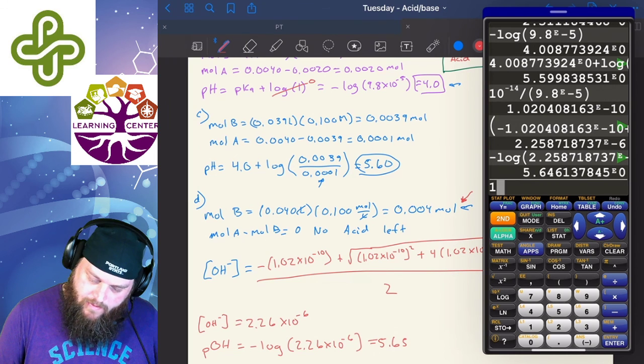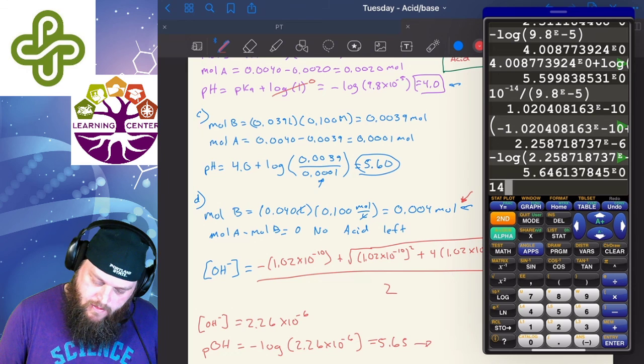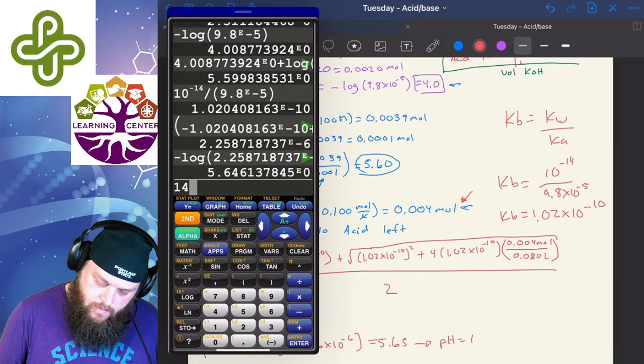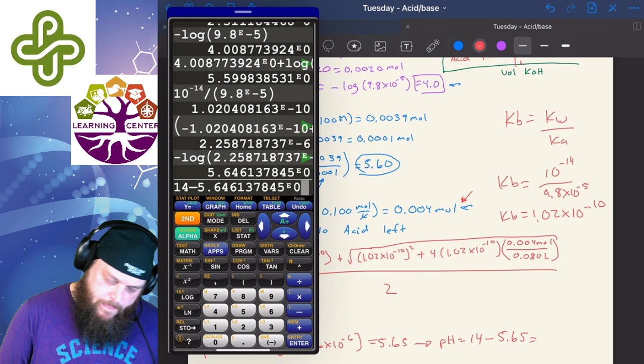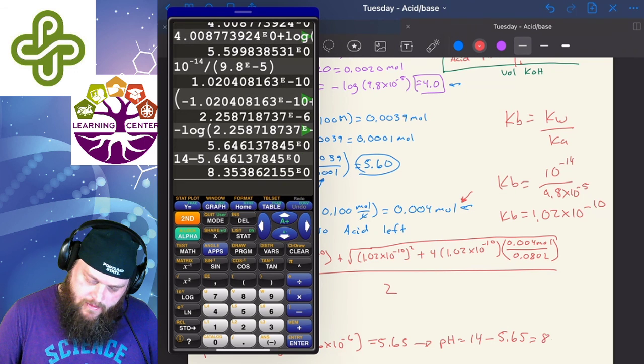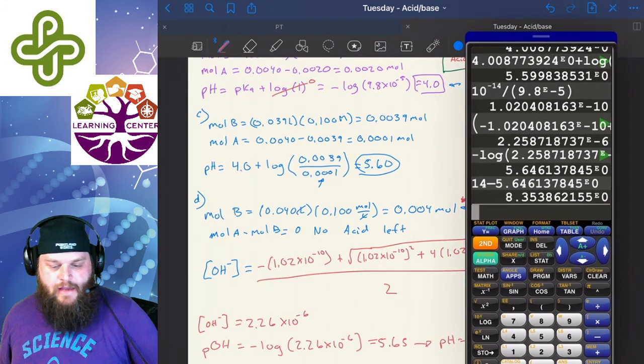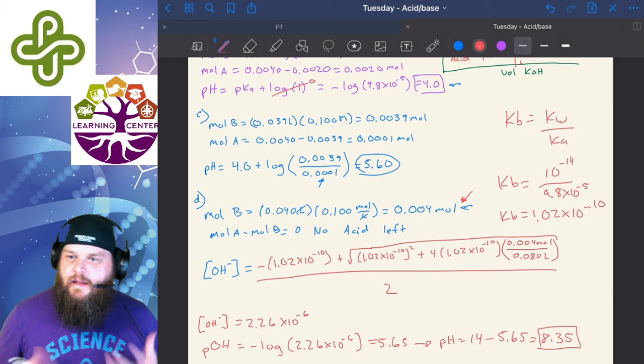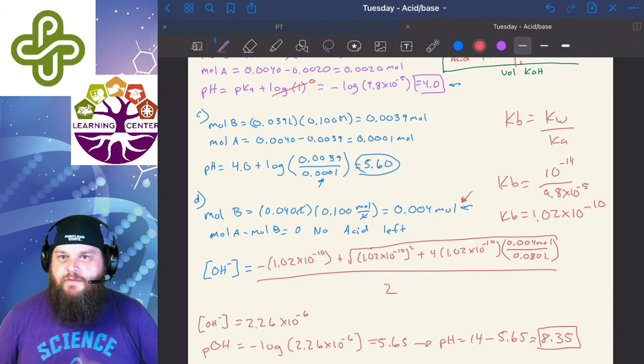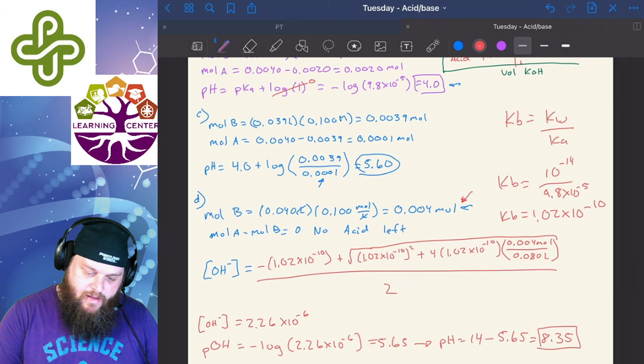And then we have to find the pH. So the pH is equal to 14 minus this 5.65, which is equal to 8.35. So there is our pH at the equivalence point after we've added an equal amount of moles of acid to the moles of base. And we can see that it's steadily rising up from the last time.